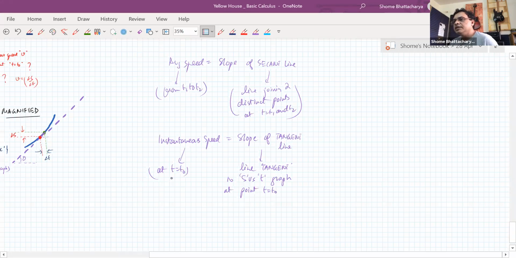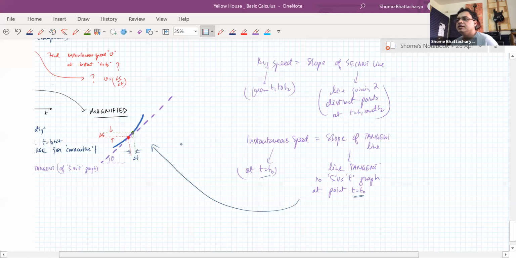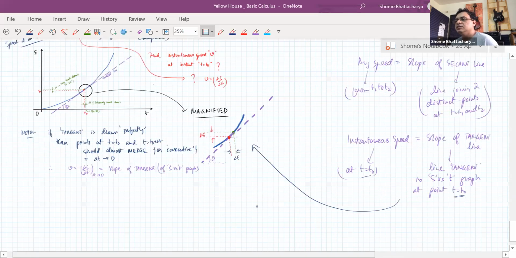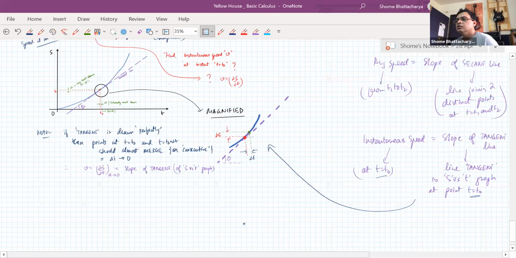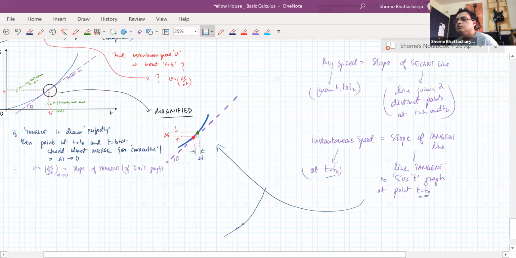So instantaneous speed at the time T naught is equal to the slope of the tangent line, which is the line tangent to the S versus T graph at the point T equal to T naught. Oh, okay, sir. And that is what we are constructing over here. As you can see, this is the construction of the tangent line at the point T equal to T naught. So basically what we have to do is very imaginary. You can visualize any curve as a series of dots, one after the other. So at a particular time, there is a particular dot. So we have to take that one and the next consecutive one and join them into a straight line. That's a very intuitive way of saying what a tangent line is.